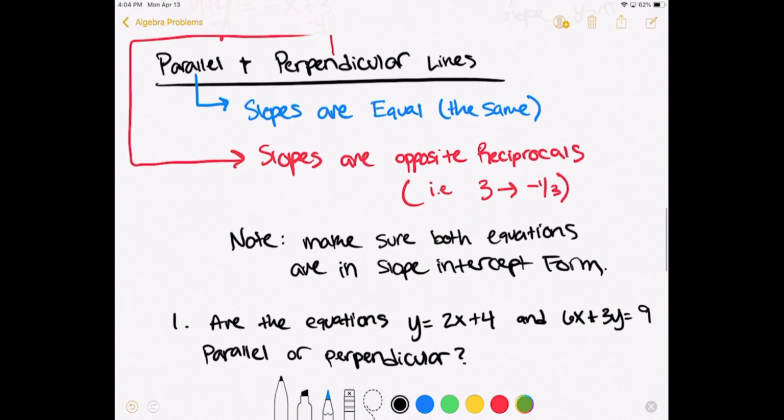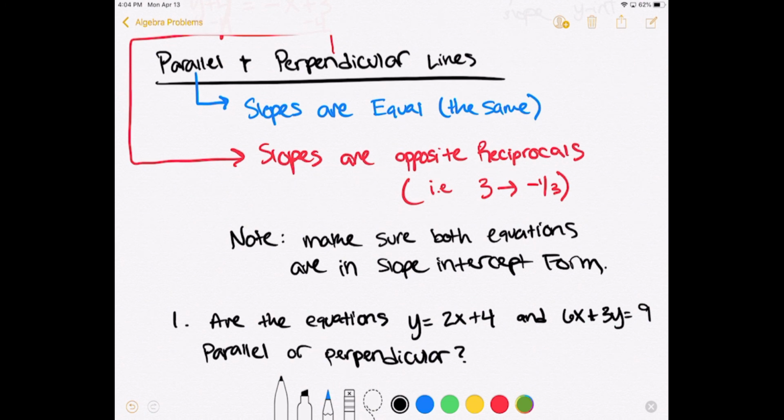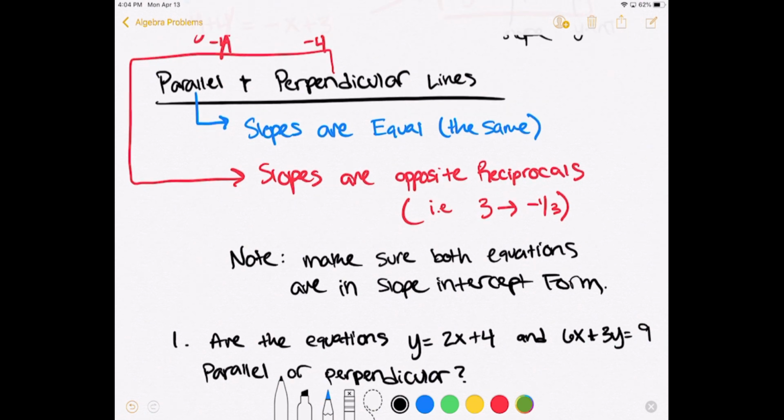Then the next thing is a quick little reminder of parallel and perpendicular lines. Remember, for lines to be parallel, their slopes have to be equal, the same number. Okay, same number, same sign. If 2 lines are perpendicular, then their slopes are opposite reciprocals. So I give you the example of 3. Well, its perpendicular slope would be negative 1/3. It's opposite: one's positive, one's negative. And reciprocal means flip it upside down. So 3 would turn into 1/3.